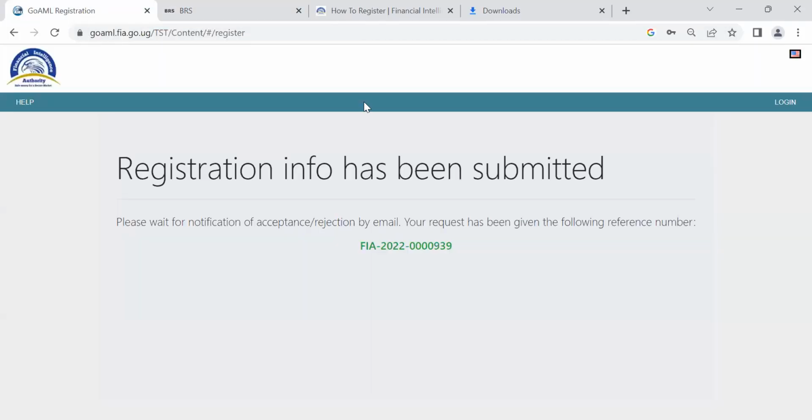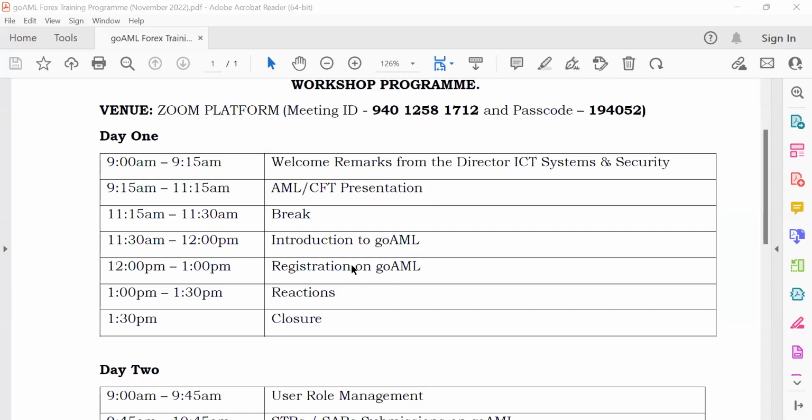Okay, it's 1:15. Let me see, as per program, I think we are done with the registration bit. After registration, you will receive an email confirming that your registration was successful. And then you can log into the system once you've received that email. But we'll look at that tomorrow. So for now, once you have this page that shows your registration has been submitted, then you're okay. You're good to go for day one.